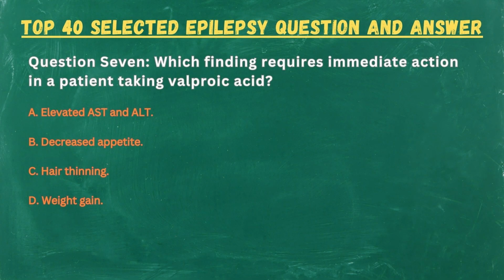Question 7. Which finding requires immediate action in a patient taking valproic acid? A. Elevated AST and ALT. B. Decreased appetite. C. Hair thinning. D. Weight gain. Answer. A. Elevated AST and ALT.